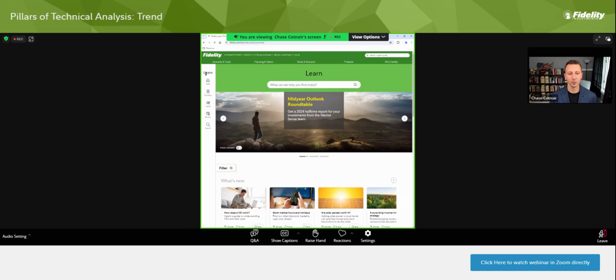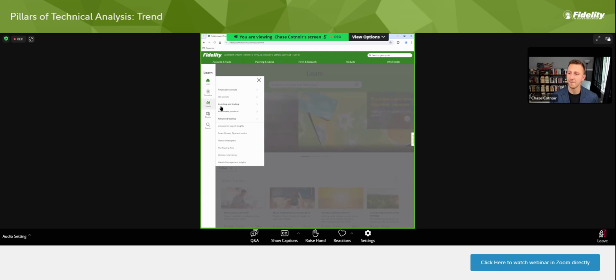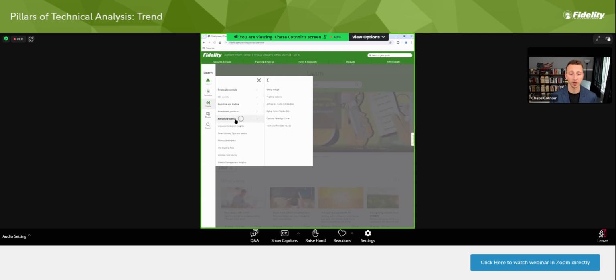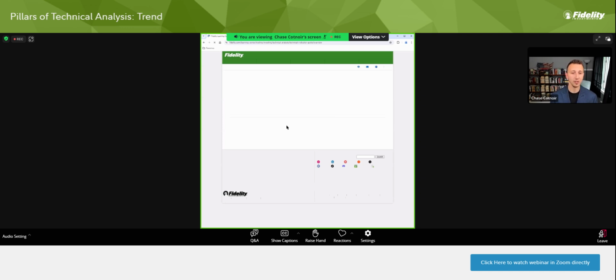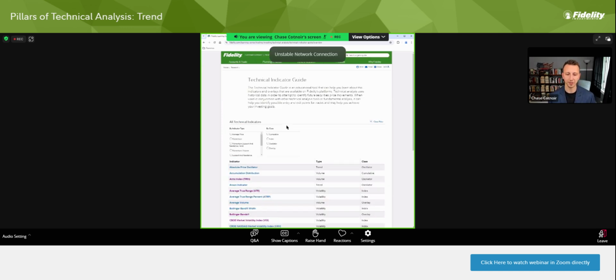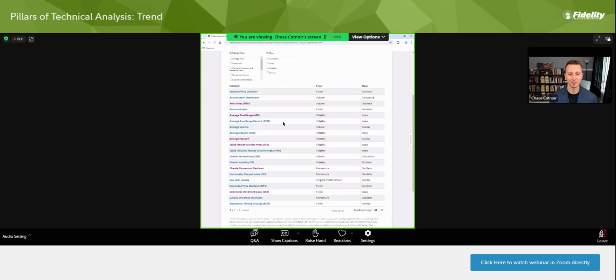But specifically, once we're in here, if we click on topics off to the left side, and then we click on advanced trading, or we hover over it, there's going to be a section called technical indicator guide. This is actually fantastic. When I first started at Fidelity almost a decade ago, I was learning about these different indicators. I would spend my lunch scrolling through here, trying to read about one or two indicators a day if I could, and just try to get some exposure to them.